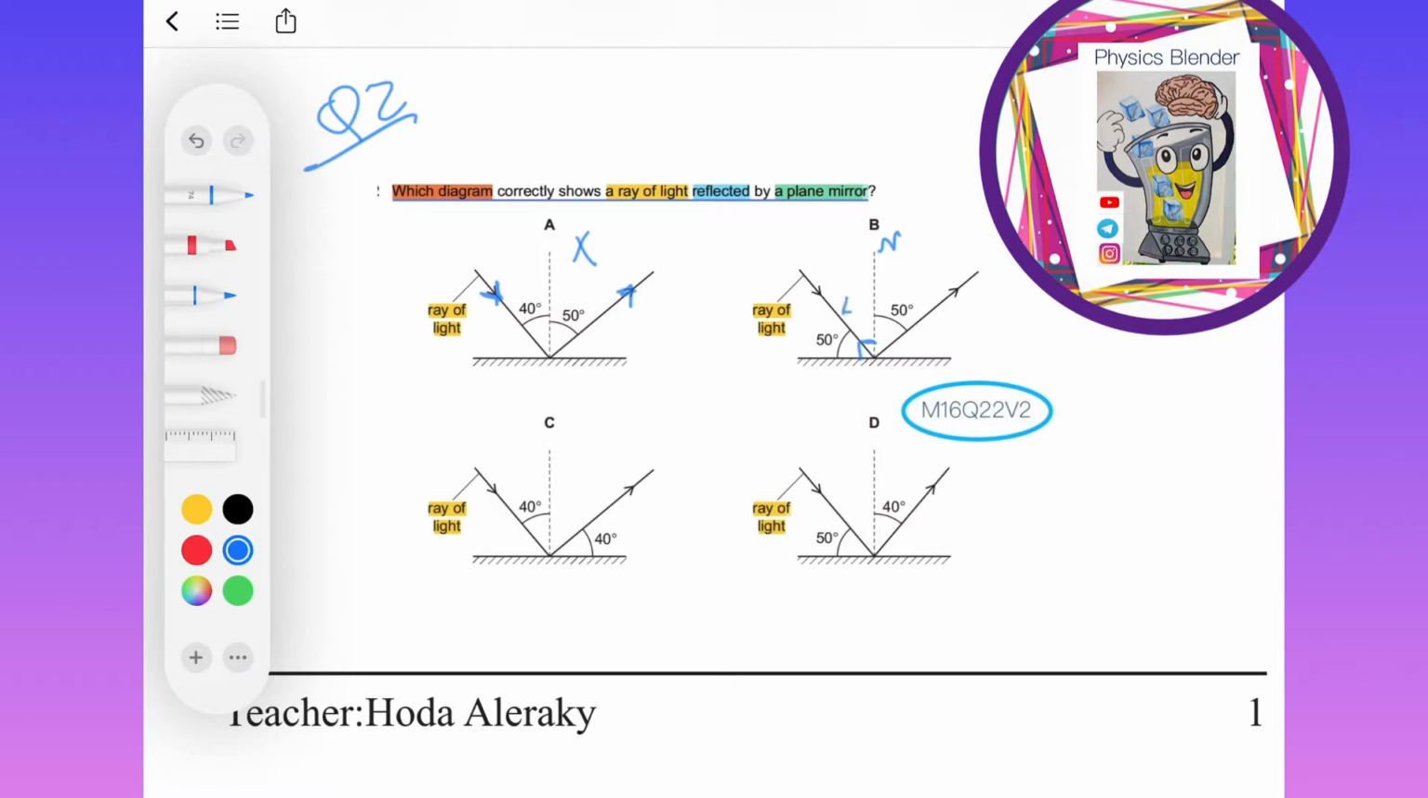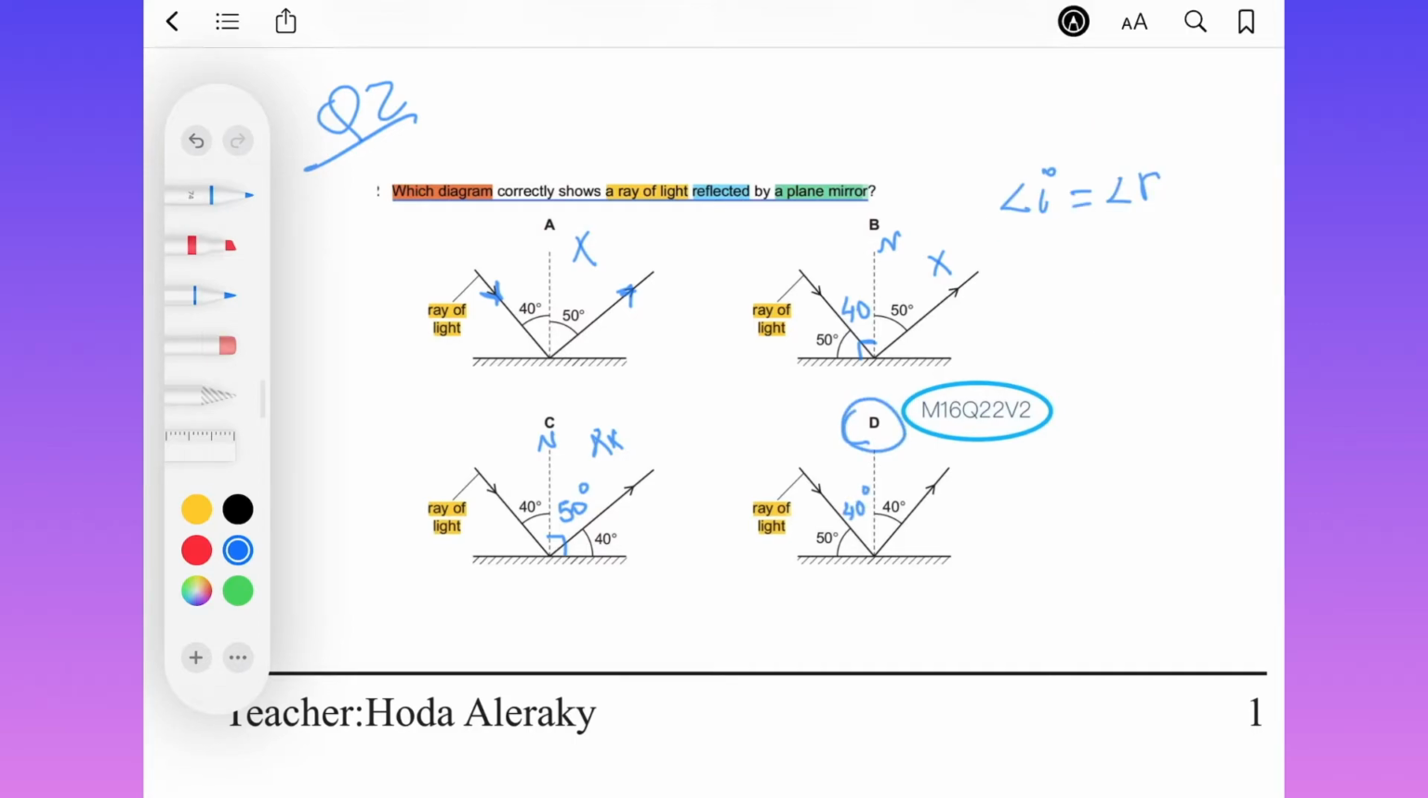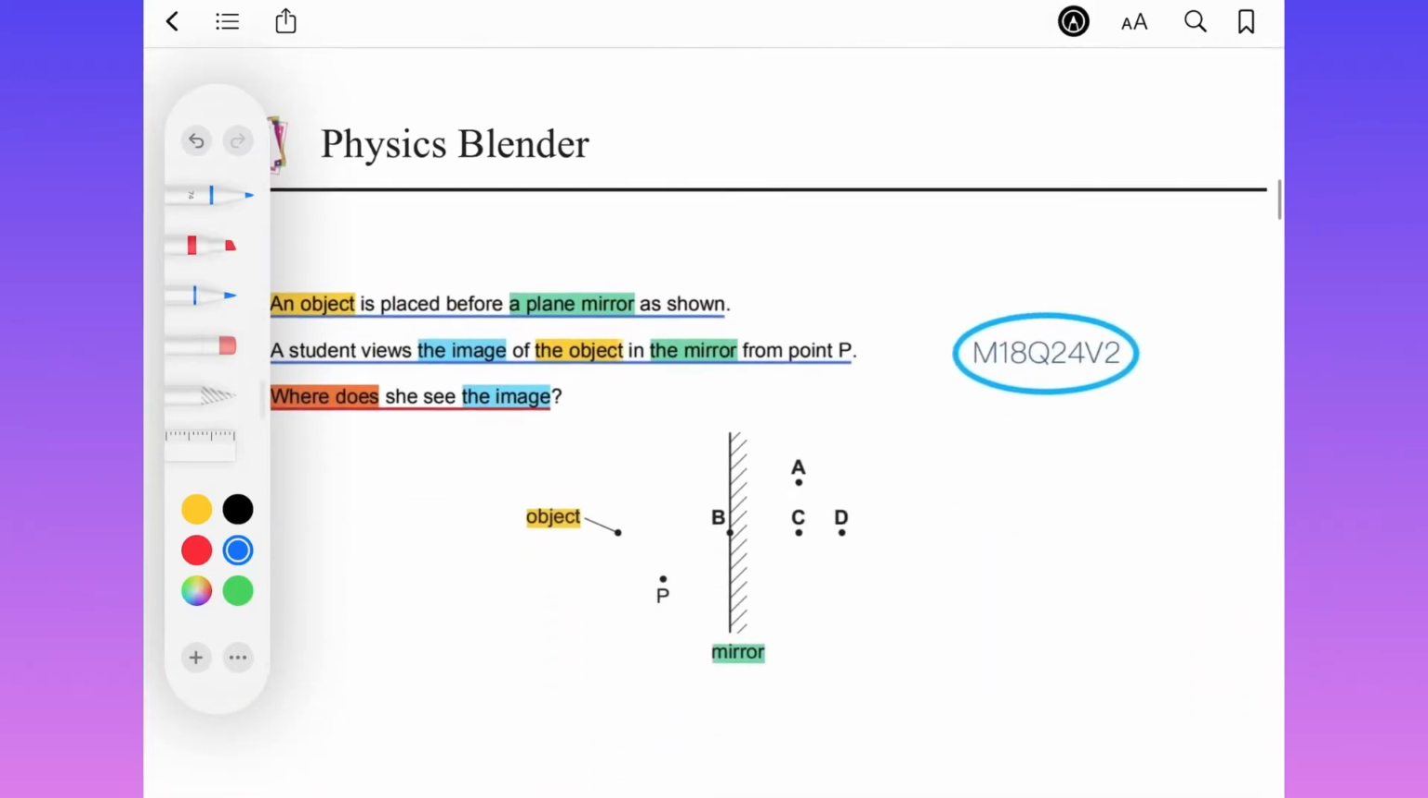So this angle is 40, so they are not equal. You know that the angle of incidence should be equal to the angle of reflection. Okay, here you have the normal at right angle, so this angle is 50, so it means they are not equal. Okay, so the answer is D. You have here the angle of incidence equal to the angle of reflection. Okay, question 3.